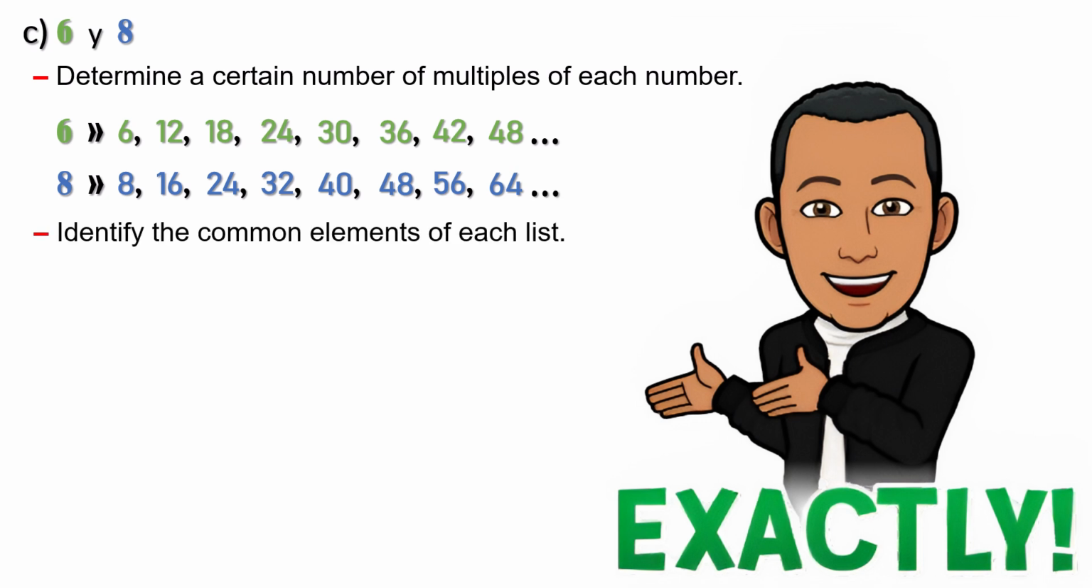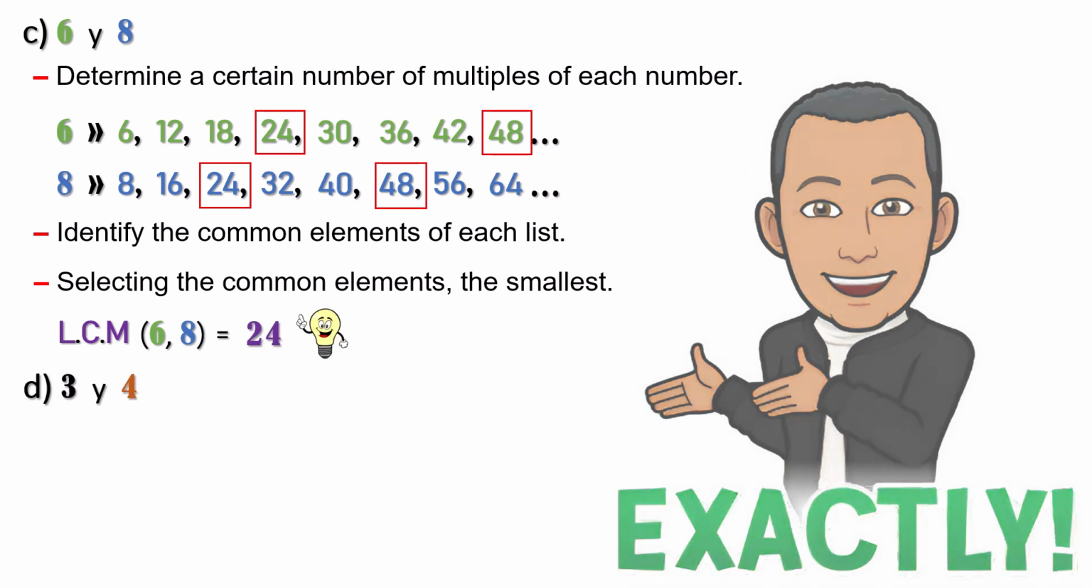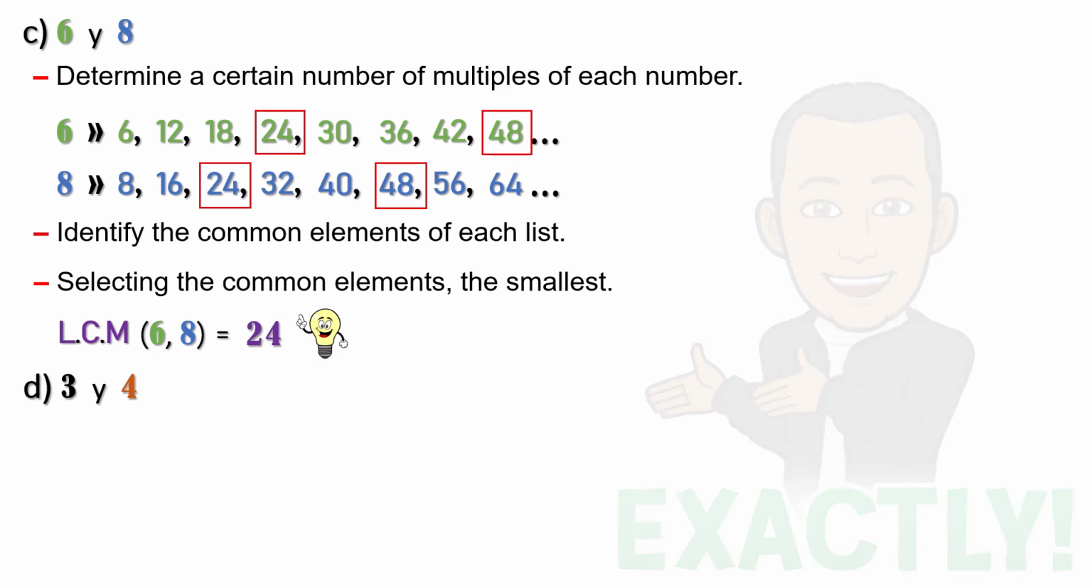Secondly, identify the common elements of each list, which would be the 24 and 48. And third, select from the common elements the smallest one, which would be 24, and this would be the least common multiple between 6 and 8. And literal D, between 3 and 4.